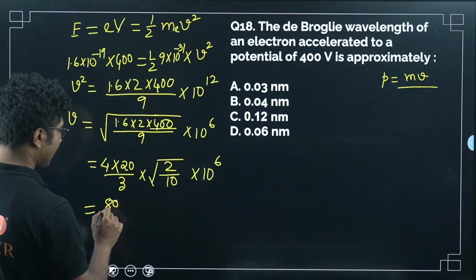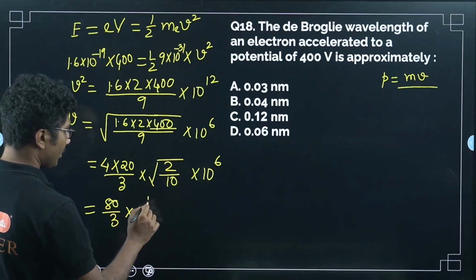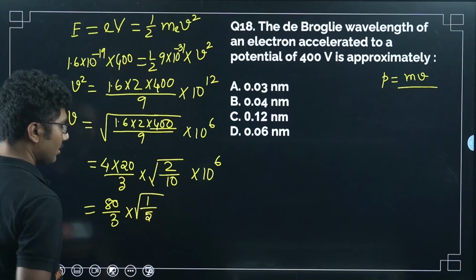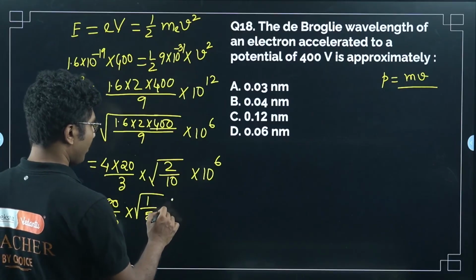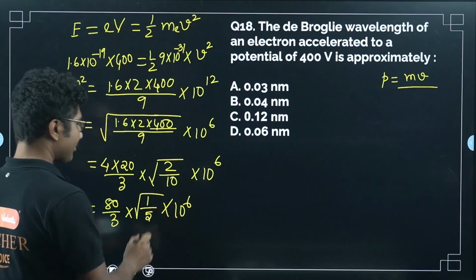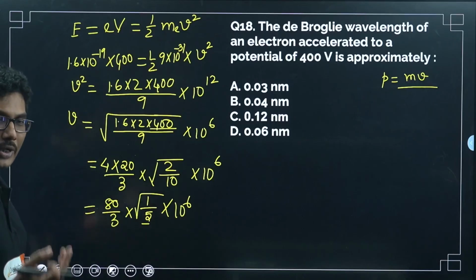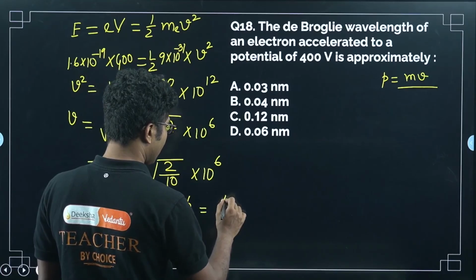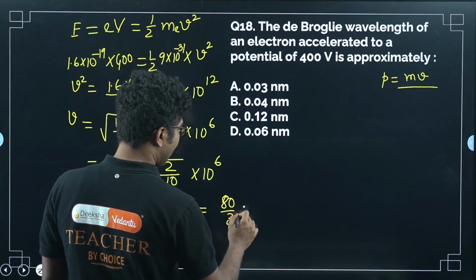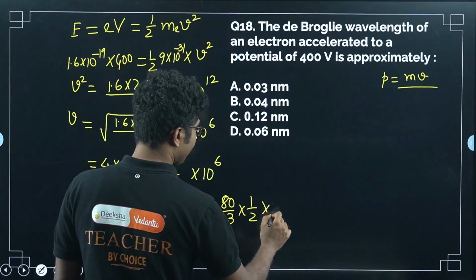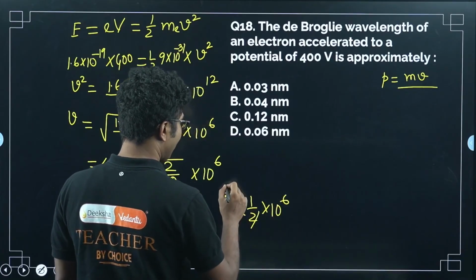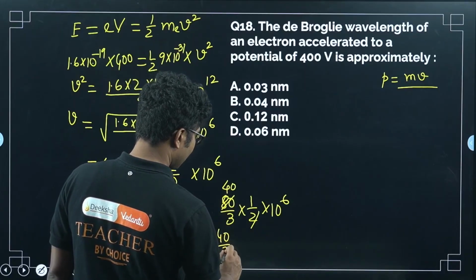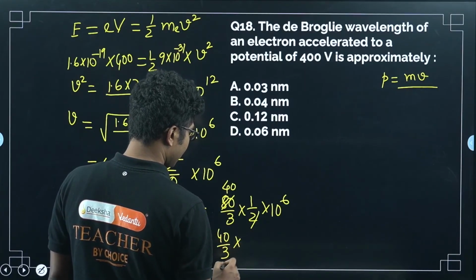So 80 by 3 times square root of 1 by 5. Okay, now here again we have to do some approximations. What approximation? 1 by root 5 means you can assume the 5 to be 4, so it will be 1 by 2. So you can write this as 80 by 3 times half times 10 to the power of 6. So this is a bad approximation, not super bad, but still not a very common approximation. Okay.